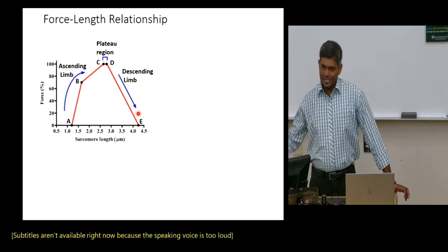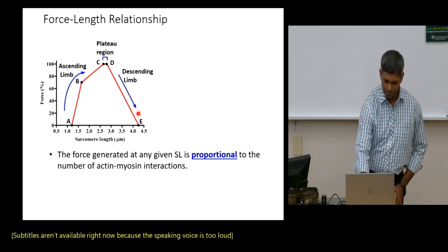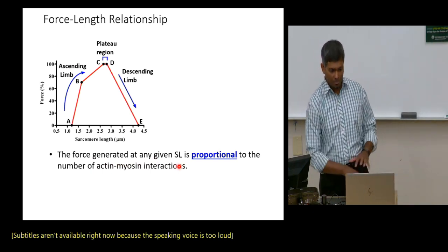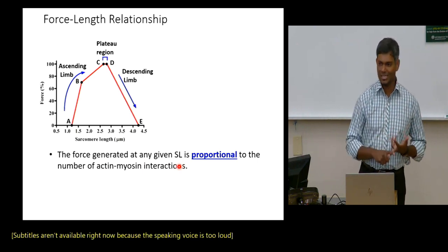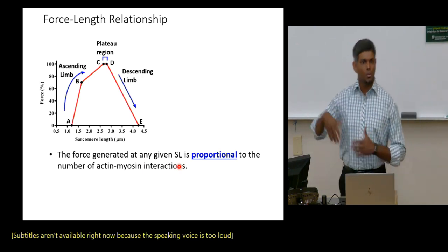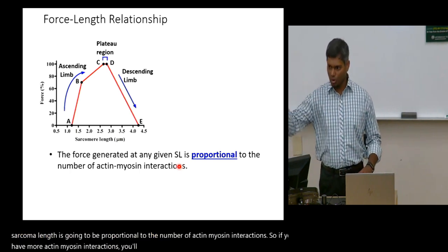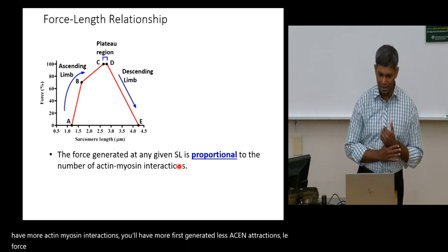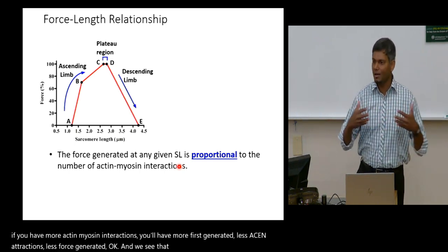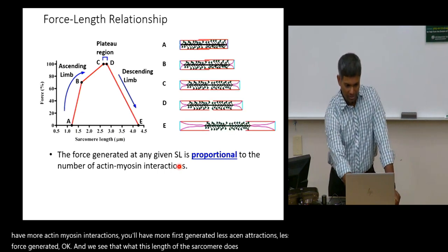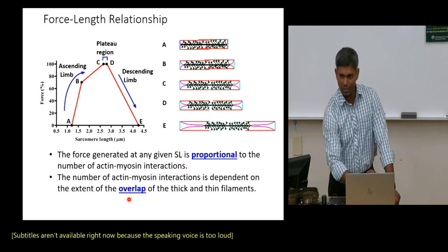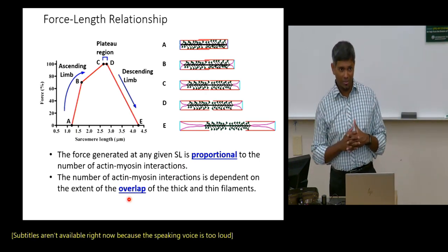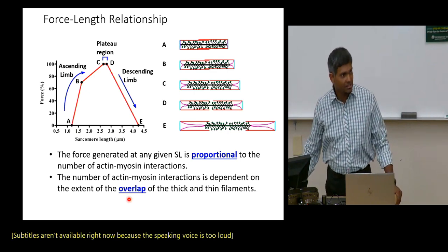Now the question is, why is this the case, right? And we see that the force generated at any given sarcomere length is going to be proportional to the number of actin-myosin interactions. So if you have more actin-myosin interactions, you'll have more force generated. Less actin-myosin interactions, less force generated. Okay, and we see that what this length of the sarcomere does is it's going to influence the total amount of overlap between the thick and thin filaments.